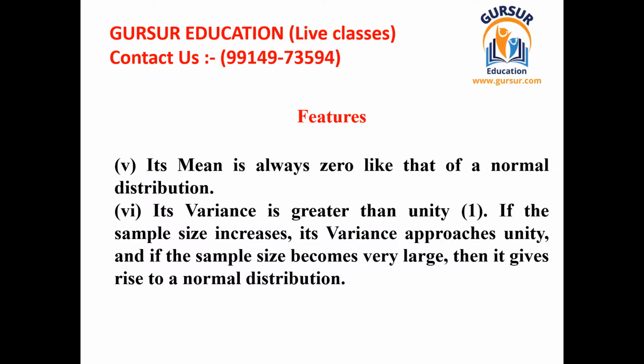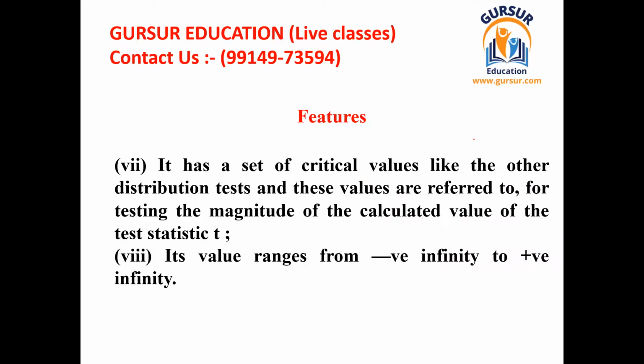Then its mean is always zero. For a T distribution, the mean is always zero. We are talking about sample statistics only. Then its variance is always greater than unity. It's always greater than 1. And once the sample size increases, its variance approaches unity. Like from 20, 22, then 24, then it comes to 30, then its variance automatically approaches unity. Unity means 1.